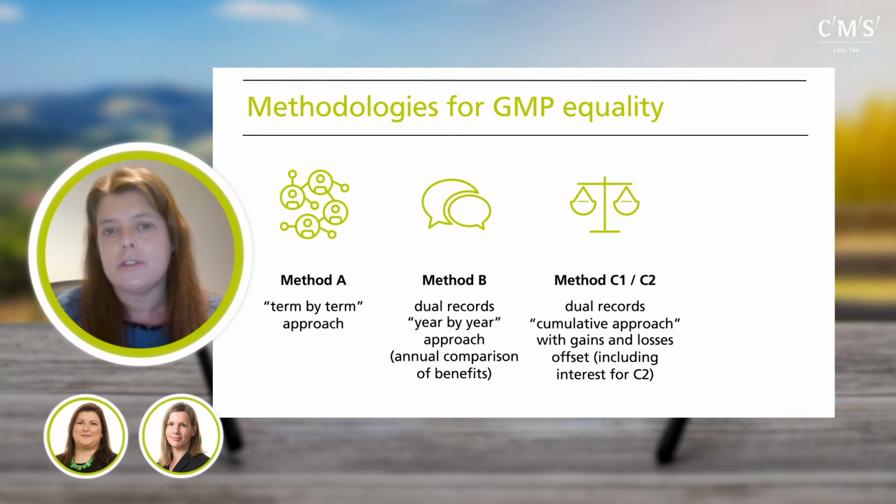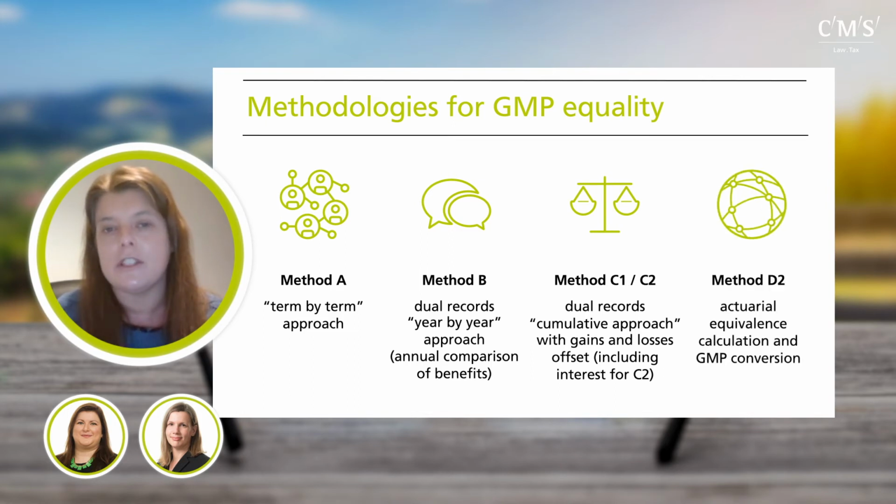Method C can produce crossover cases, where a member switches from being advantaged to disadvantaged as a result of GMP inequalities. Now, Method C1 would require employer agreement for trustees to adopt. However, Method C2 can be adopted by trustees without the need for employer agreement. The court reached this view applying established principles of minimum interference, entitling trustees to select a method which achieves equality at the lowest cost.